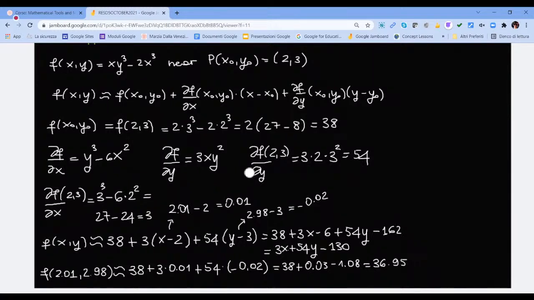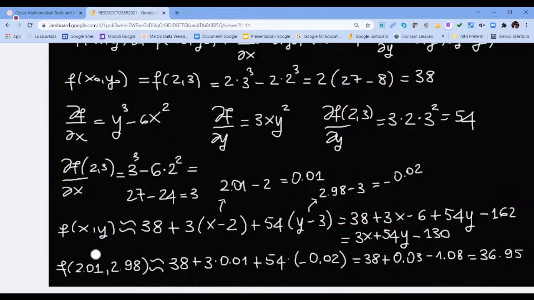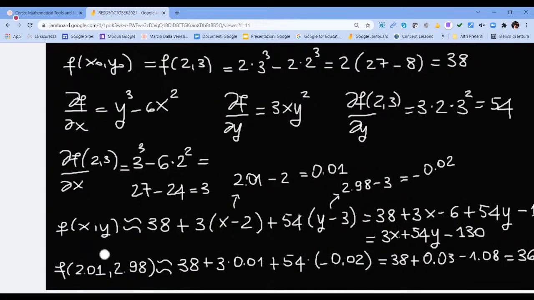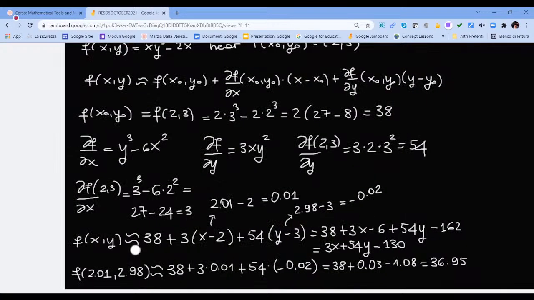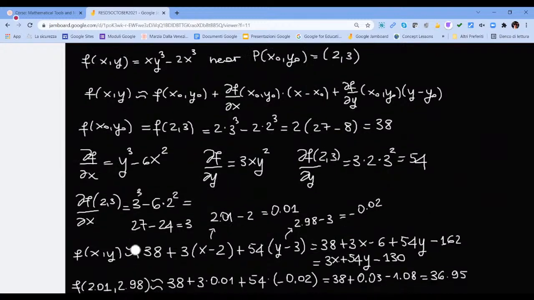Yes, of course. I could have given you, I don't know, something like 1.98, that was close to 2, and 3.01. It would have been the same, because it was another point for which the values of x and y were close to the values 2 and 3 that we were considering for our linear approximation.